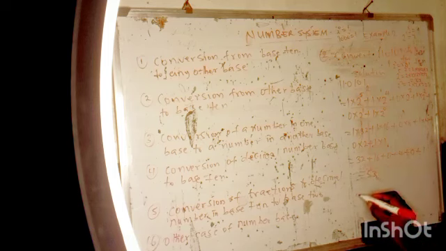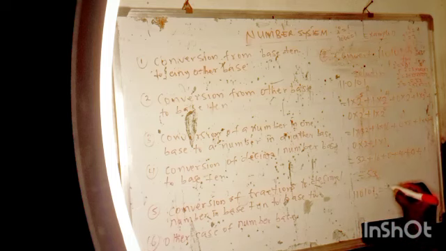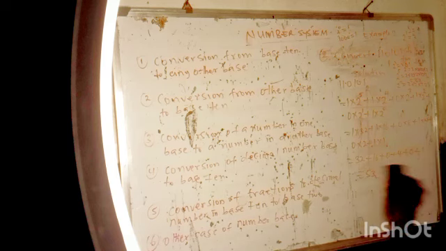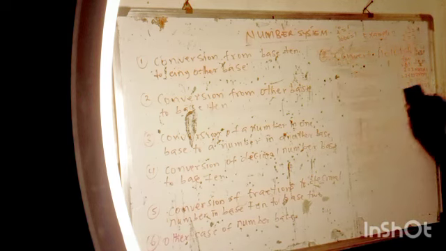Therefore, the answer becomes 110101 in base 2 is equal to 53 in base 10. So you can see that it's very simple to solve. This is how to solve number systems. Number system is one of the easiest things to solve because it involves just simple logic and calculations, where you just involve values, substitute, and do one or two things.